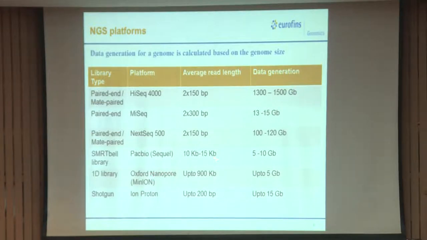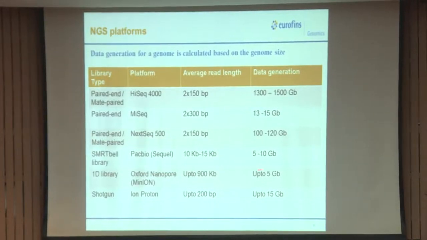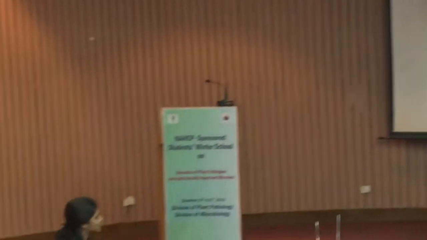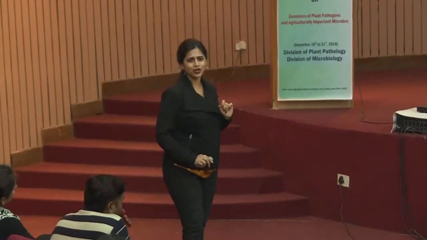In PacBio, we have reads of maximum 15 KB and it gives us data of 5 GB within one SMRT cell, right? So we have small SMRT cells in which PacBio is sequenced, and in one particular SMRT cell we get 5 GB. In Oxford Nanopore, we have up to 5 GB data with reads of 900 KB, but usually we only end up with 3 to 4 because it's just coming up.